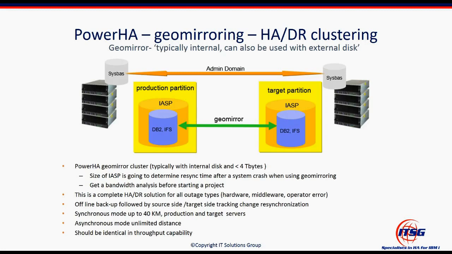Another representation of it: we have SYSBAS on the top, which is again our QSYS, QGPL, QUSRSYS type IBM libraries. User profiles are replicated in the admin domain. The IASP is where we put all of our data libraries, and those will be replicated at a disk level from system A to system B.